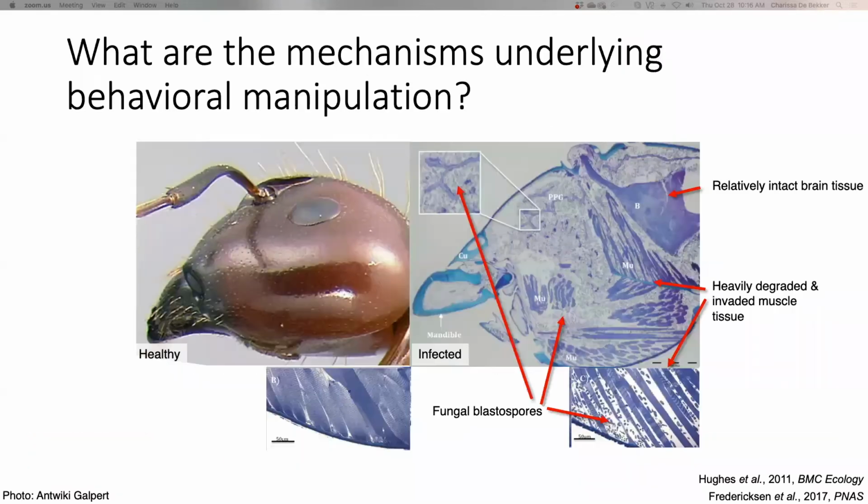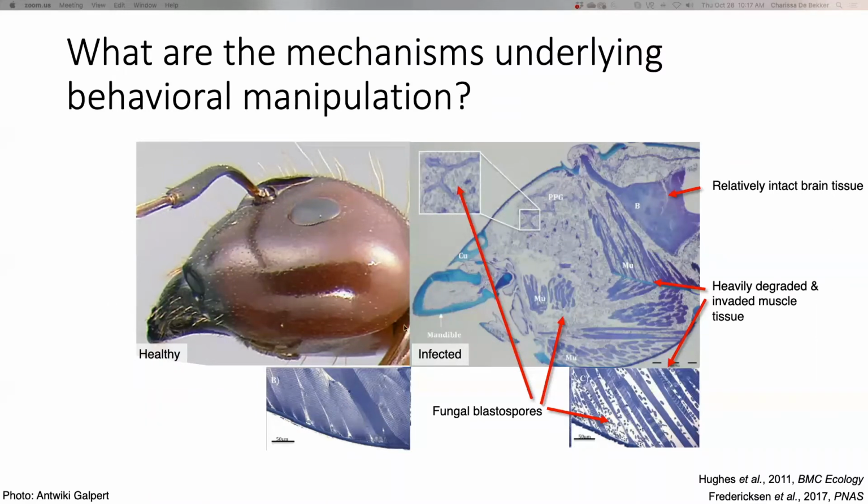Now, when we're talking about the first question, what are the mechanisms underlying behavioral manipulation, and why are we thinking about effectors? One of the things that we think is happening here is that the ant's brain tissue or nervous tissue doesn't get degraded necessarily by the fungus, as we know from some histology work done by others. So David Hughes' lab has focused on this quite a bit, both with more classic histology techniques and newer, fancier techniques. But the answers that they're finding are still the same.